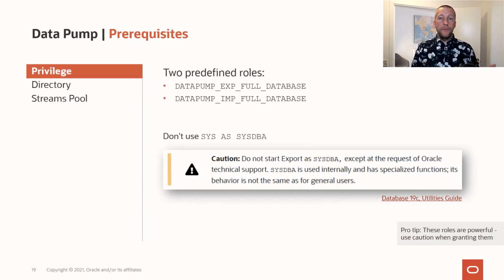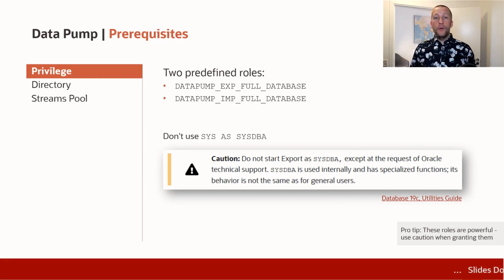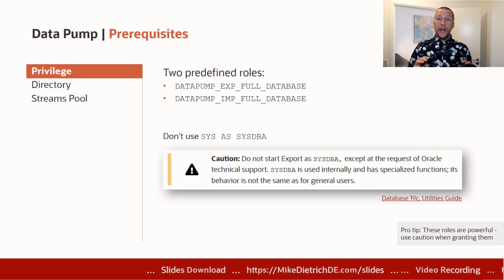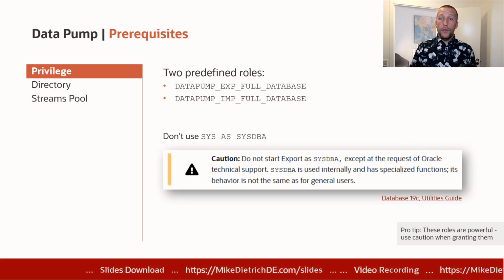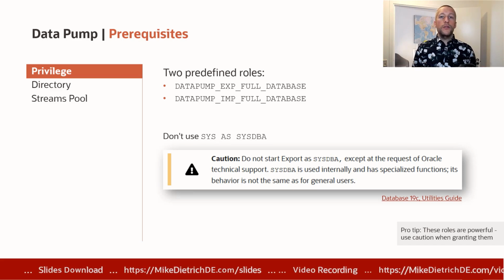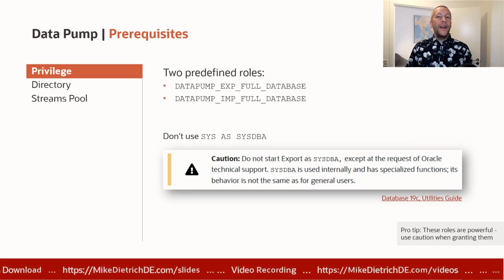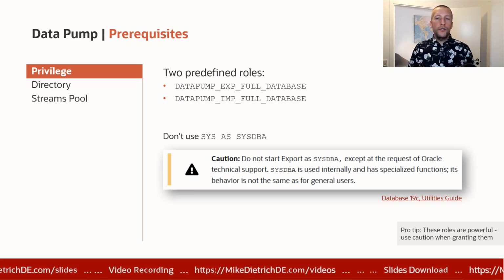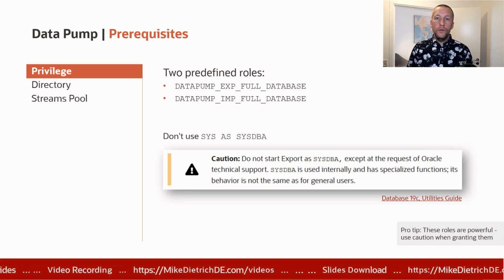How do you use Data Pump? First, you must have privileges to use Data Pump. For that purpose, in the database, there are two predefined roles that grant full access to do exports and imports. You should exercise caution when you grant these roles because they are very powerful. And then a word of advice, you should never use as sysdba to do anything with Data Pump unless you are explicitly told so by support. Inside the database, sys as sysdba has access to some internal functionality that you don't want to use when you do Data Pump.